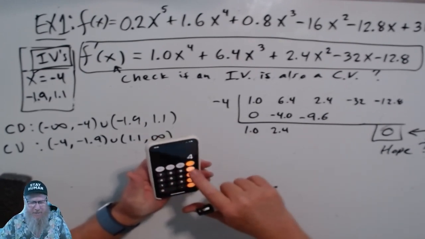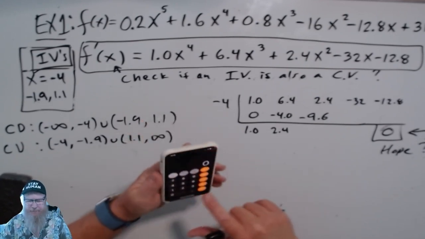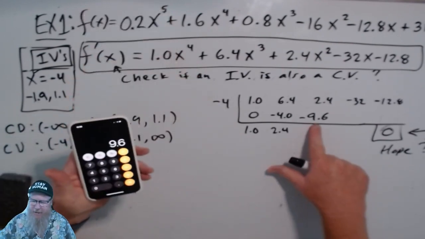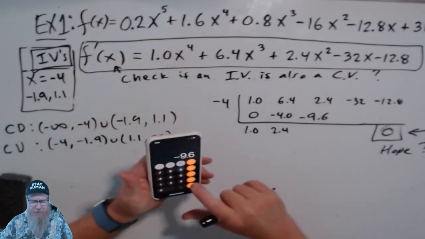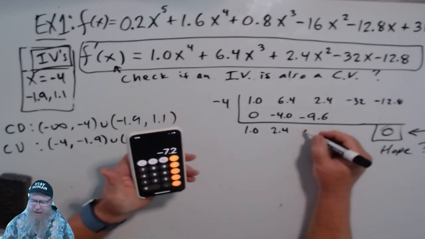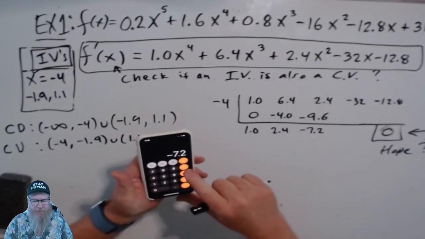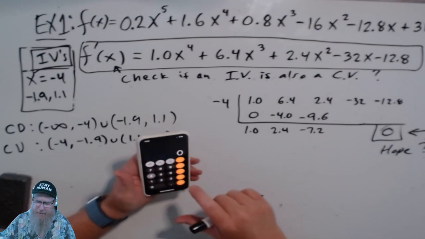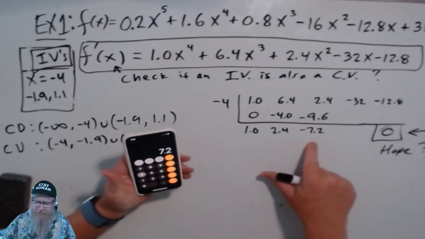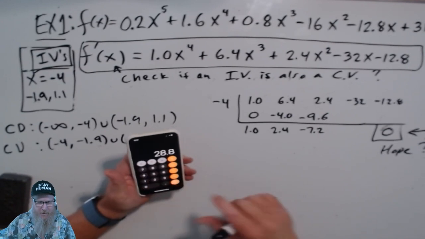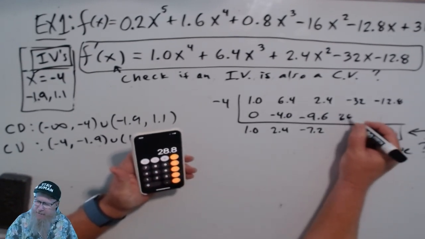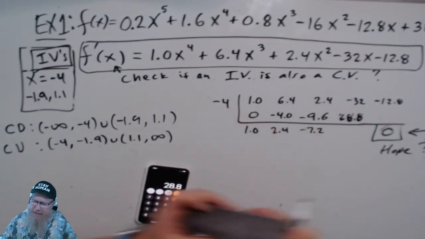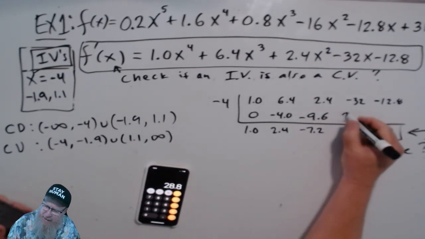Yeah. 4 times 2.4, I don't even have to guess on that. 4 times 2.4 is 9.6. And then I'm going to add 2.4, so I get -7.2. And I'm going to multiply 7.2 times 4, 28.8. Double check the sign. A negative times a negative, so that's positive 28.8.